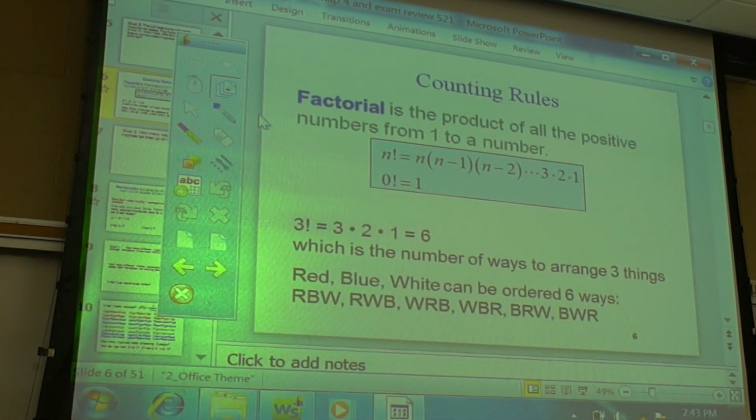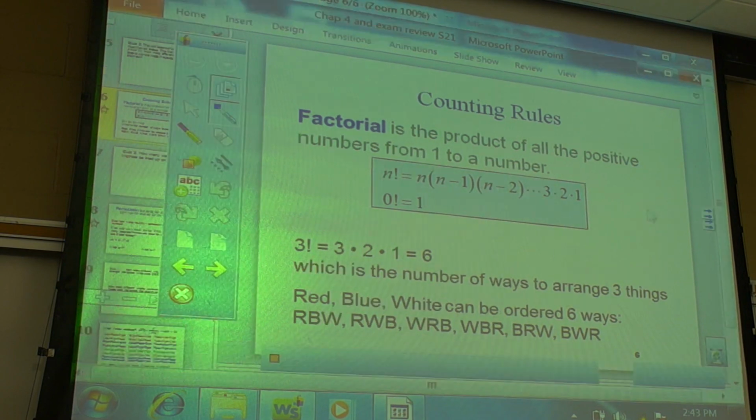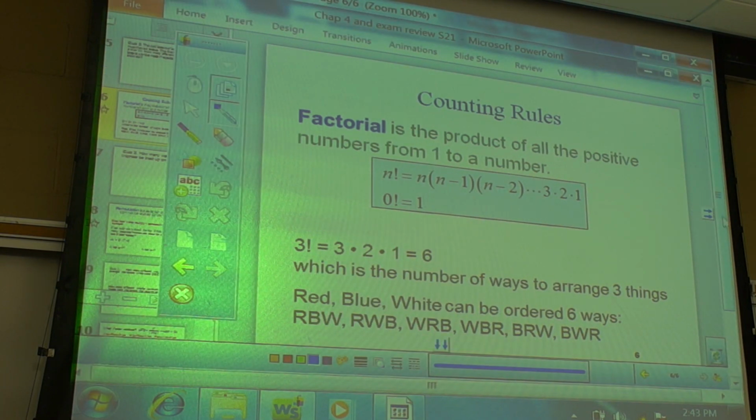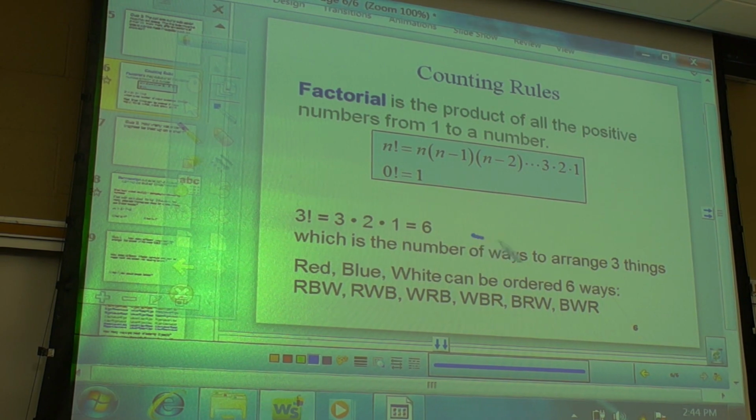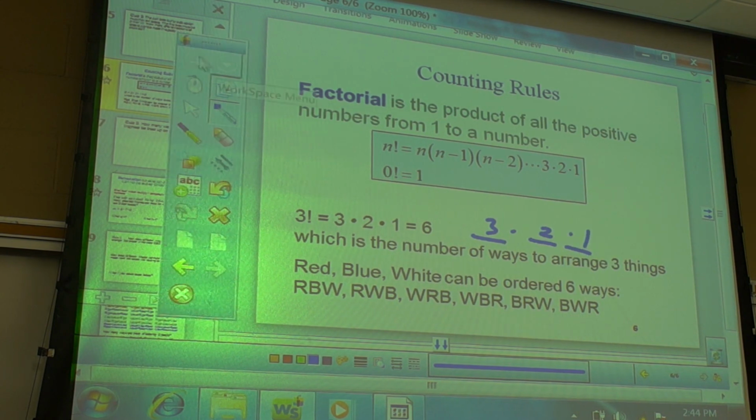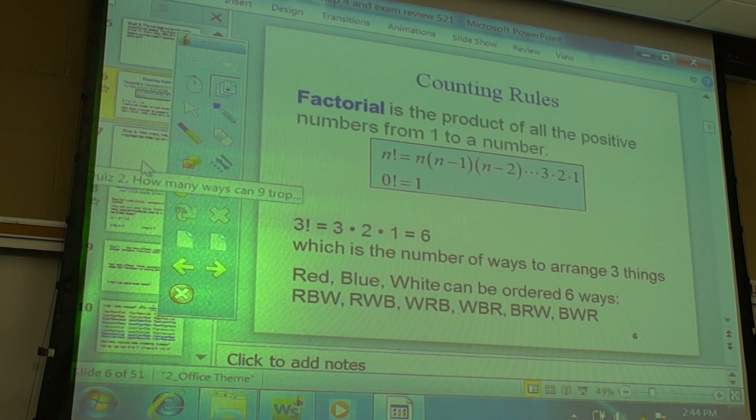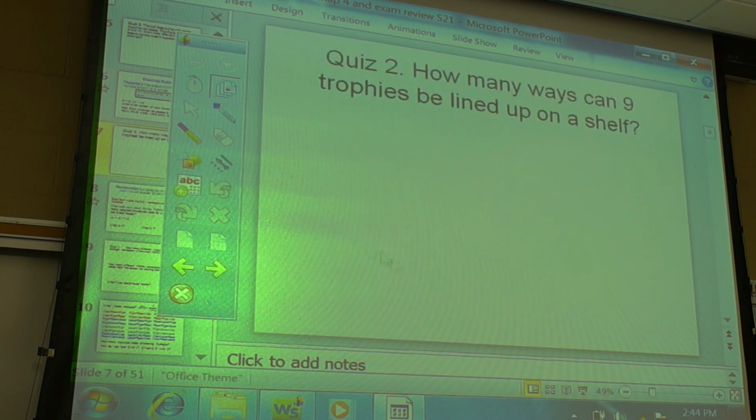Okay. Next problem. Factorial is all positive numbers. We take all the positive numbers from 1 up to that number and you multiply them. It's the number of ways of arranging that many items. Because if I'm arranging 3 items, for example, I have 3 options for the first spot, I have 2 options for the second spot, and I have 1 option for the last spot. So it's a how many when you're arranging.